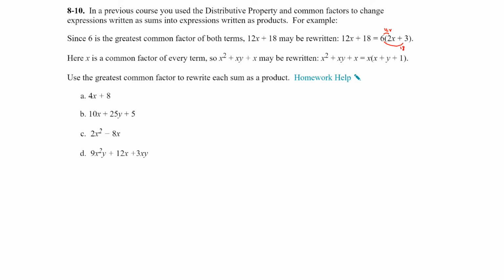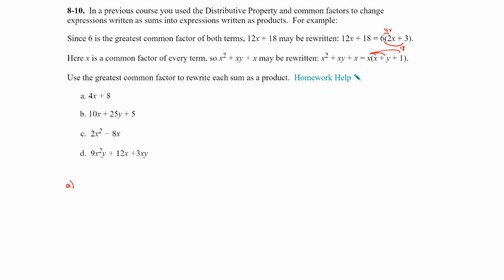Here, x is a common factor for every term. So x squared plus xy plus x may be rewritten as x squared plus xy plus x equals, that's x times x, y, and x times 1. Well, I read that wrong, but that's what's multiplied. So x times the quantity x plus y plus 1. Use the greatest common factor to write each sum as a product.